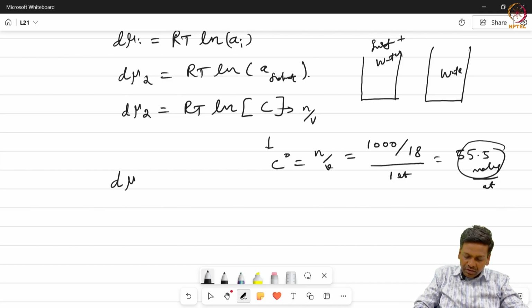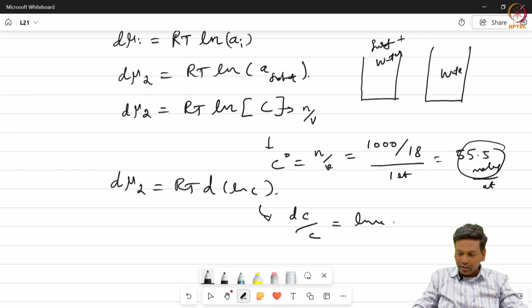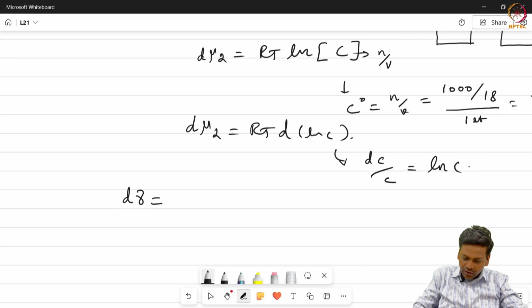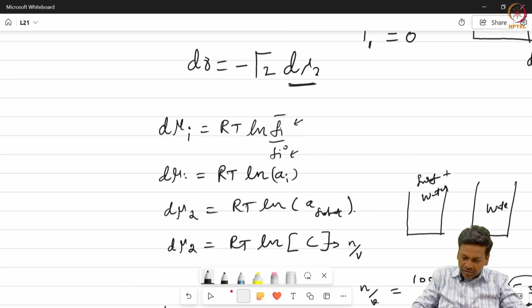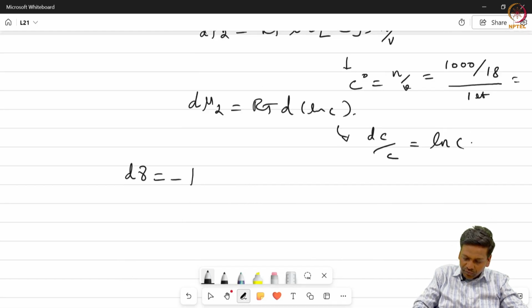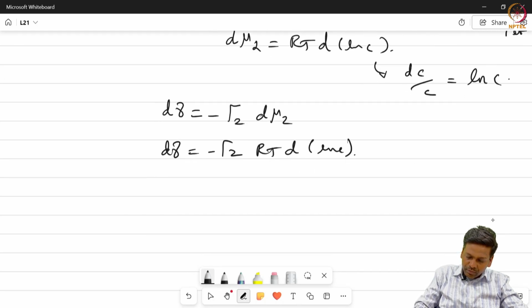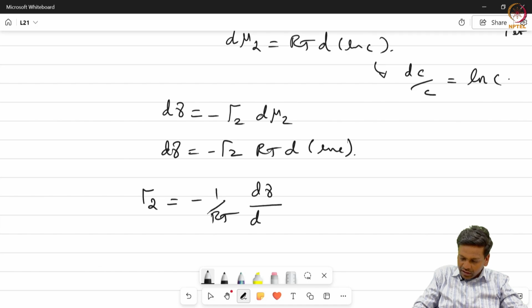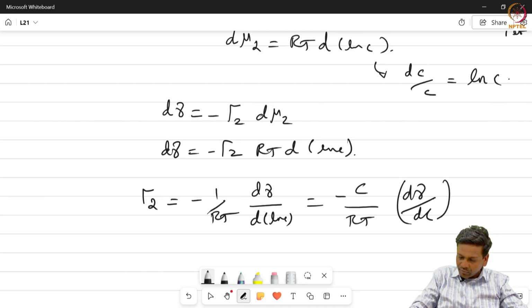We can also express this as RT d ln C, because you can express dC by C as d ln C. If you substitute this back into the equation, d gamma equals minus gamma 2 d mu 2, this will be simply RT d ln C. So the surface excess will be gamma 2 equals minus 1 by RT d gamma by d ln C. You can also express this as minus C by RT d gamma by dC. This is for the solute.